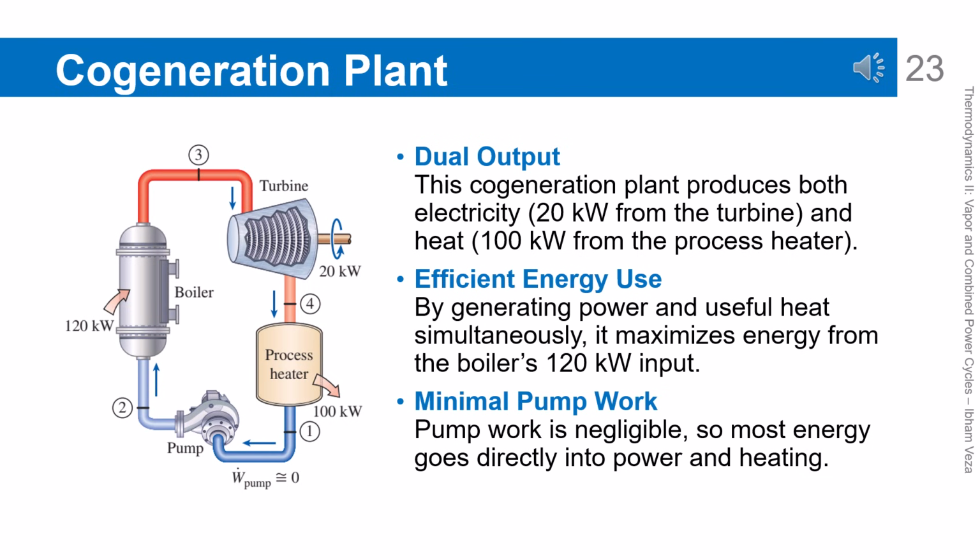Cogeneration plant, maximizing power and heat output. In a cogeneration system, a single heat source is used to produce both electricity and process heat. In this way, the overall energy utilization efficiency increases dramatically. Part of the energy is converted into turbine work, while the rest is used as useful heat. Pump work is usually very small compared to the main energy flows. This concept is very effective for industrial and integrated facilities.